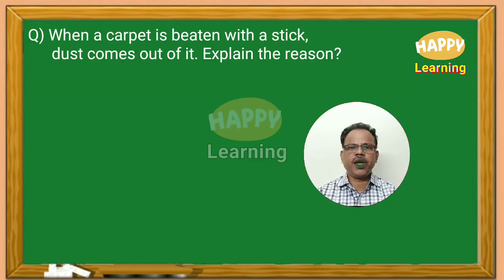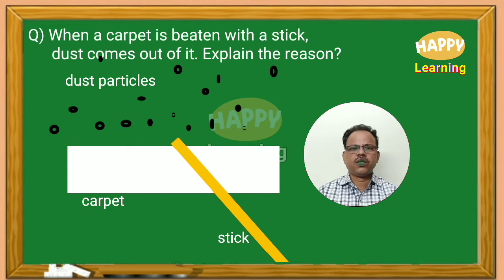When a carpet is beaten with a stick, dust comes out of it. Explain the reason. Assume this picture as the case of a carpet beaten with a stick. The carpet is at rest.